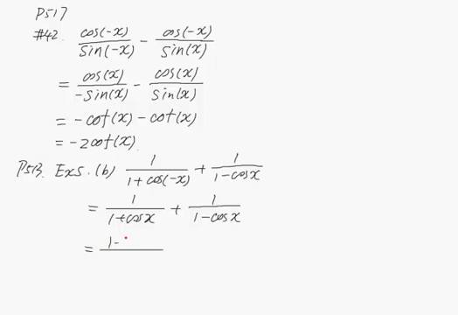So this is 1 minus cosine x over 1 plus cosine x times 1 minus cosine x, right? Actually, we multiply both the numerator and denominator by 1 minus cosine x. And for the second, we multiply both the numerator and denominator by 1 plus cosine x.